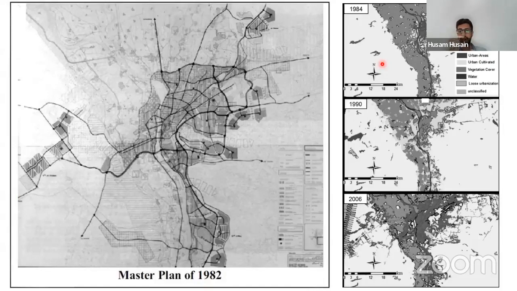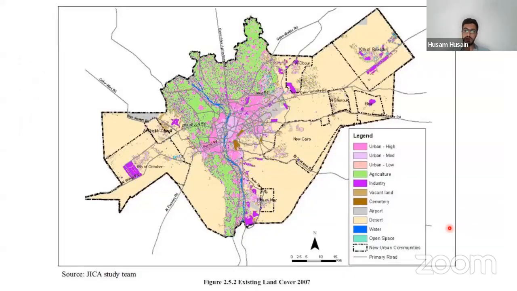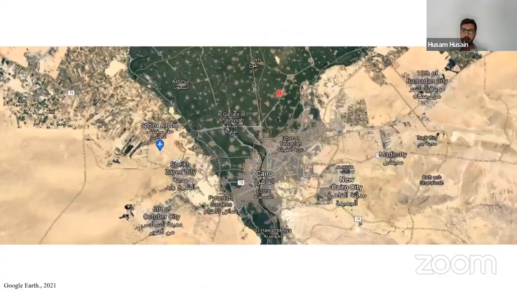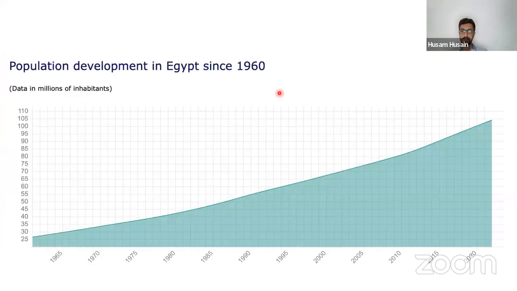Looking at Cairo, for example, this is a map of Cairo in 1982, and the development of the urban area of Cairo over time. We can see how the development and the growth is taking over the desert lands, and even agricultural lands. And this is in 2007. And this is the current situation, more or less.